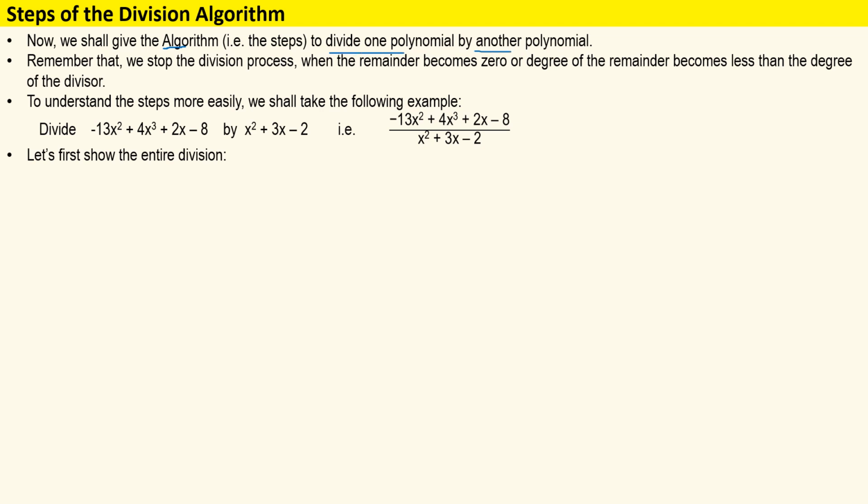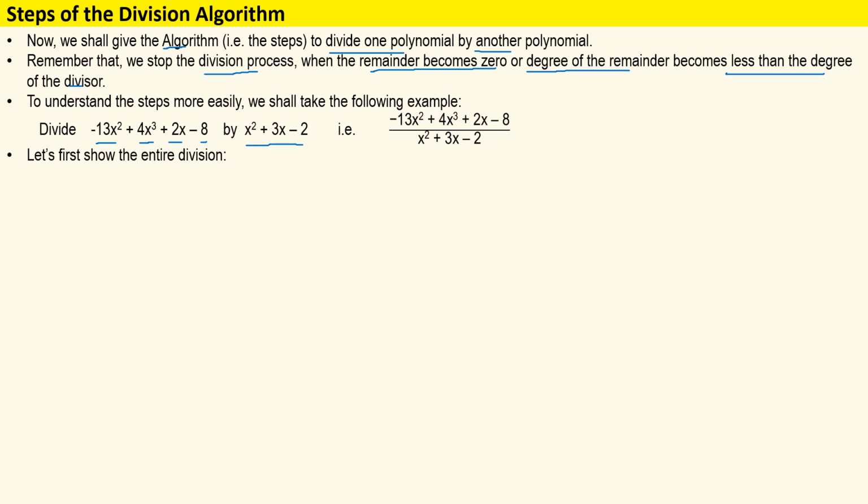Remember that we stop the division process when the remainder becomes 0 or the degree of the remainder becomes less than the degree of the divisor. And to understand the steps, we shall take the example to divide minus 13x square plus 4x cube plus 2x minus 8 by x square plus 3x minus 2.